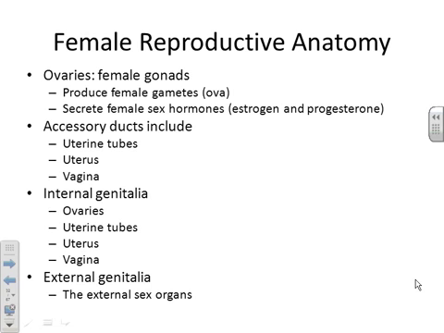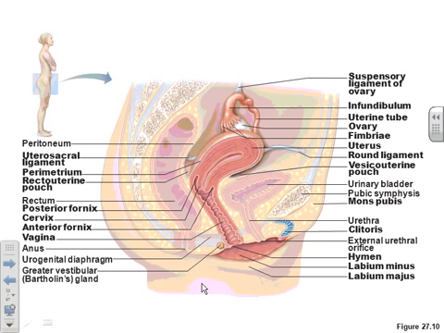As we saw with the males, we're going to see several ducts and areas where once the egg is produced inside of the ovary, it must travel through these different ducts to get to the correct area. And then we're also going to look at the external genitalia of the female, which is a little more complex in the sense that it has slightly more parts than the male reproductive system.